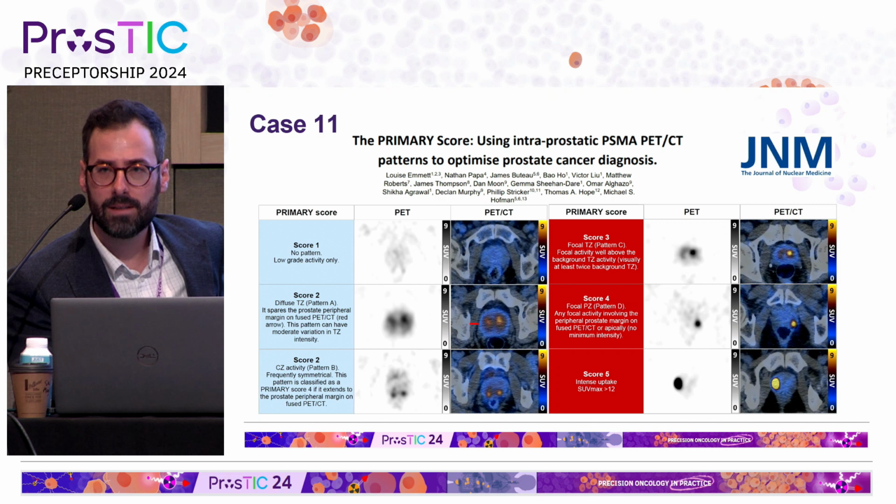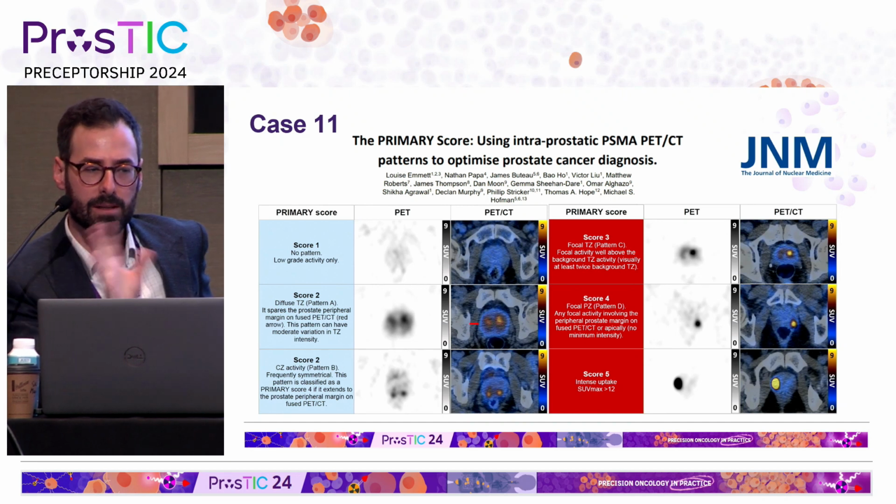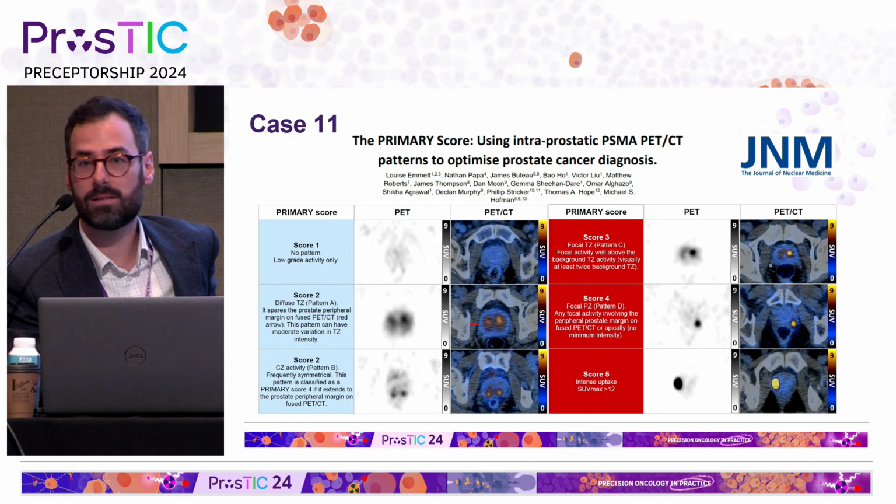The more we interpreted these PET scans, the more we saw these normal patterns, this bilateral uptake. So to the left, you have 3 patterns that we consider normal. Score 1 is there's no uptake in the prostate. It's really just very homogeneous. Nothing stands out. We can confidently say that we think it's normal.